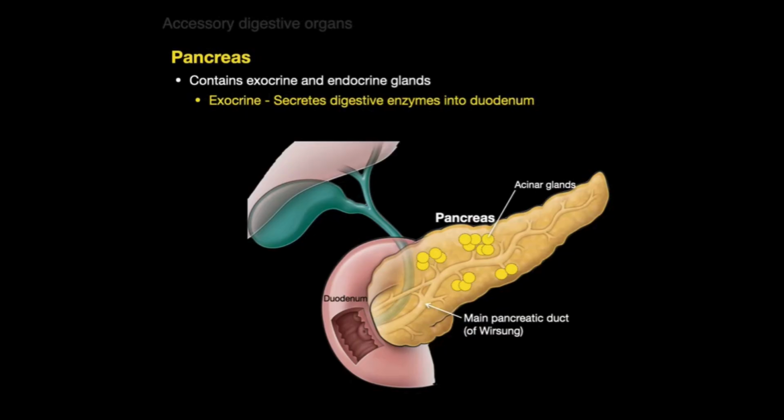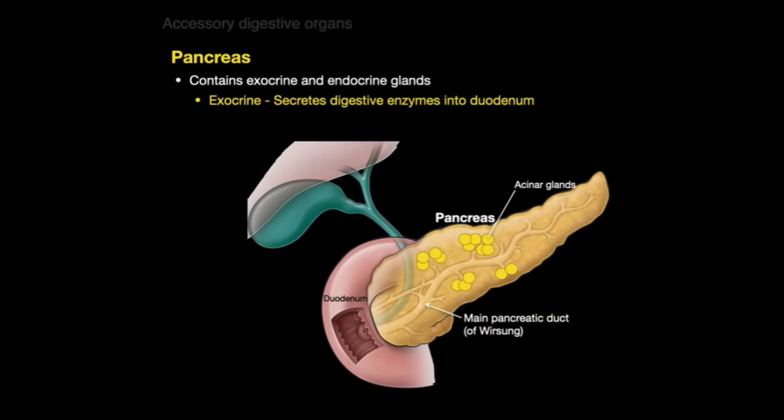Now, how do they secrete digestive enzymes? They secrete them from a structure in the pancreas called the acinar glands, or the acinar cells. Those acinar glands release your digestive enzymes, which go into the pancreatic duct, then flow into the major duodenal papilla.